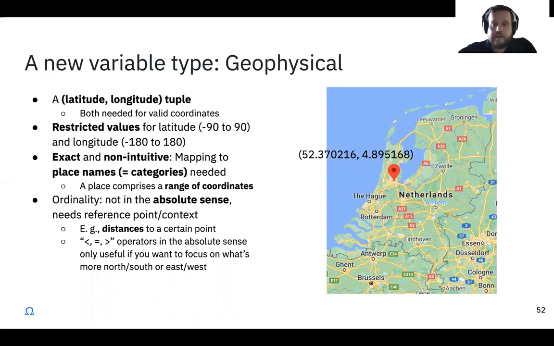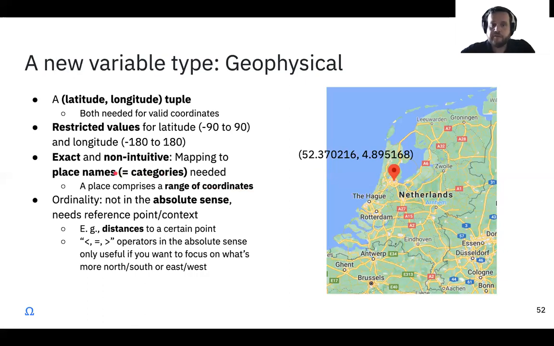Here we have an example. So this is Amsterdam, right? The values for latitude and longitude are restricted: -90 to 90 for latitude, -180 to 180 for longitude, and these values are exact, and they are also non-intuitive. So this will pinpoint a fairly particular spot on the map. But if I tell you, hey, let's have a nice weekend at 52.37, 4.89, then you would think me crazy, right?